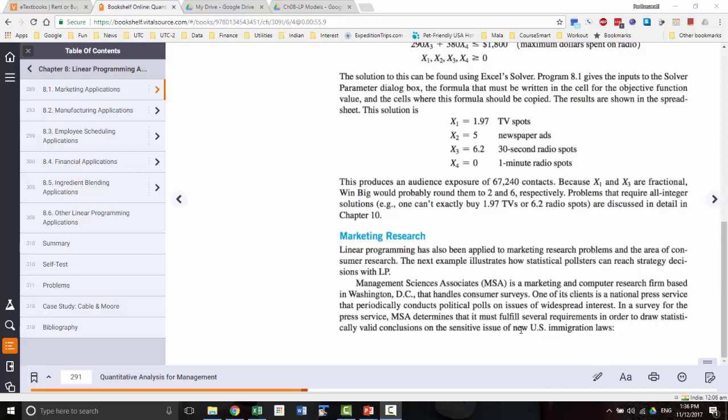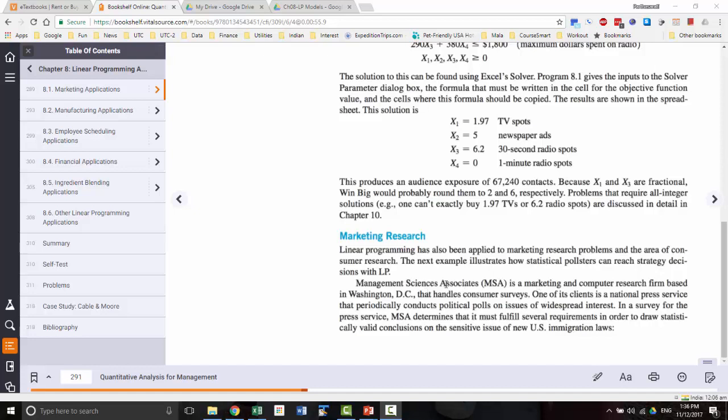So the next problem is also in a marketing application, and here we are looking at a market research company trying to develop a plan for sending out surveys, and they want to make sure that the sample that they get back is a representative sample. So let's look at the problem. So we have this company.